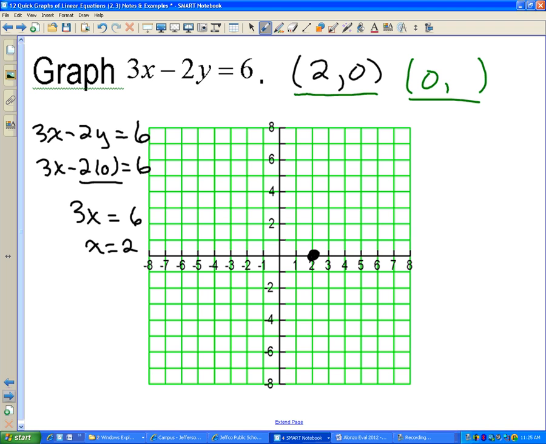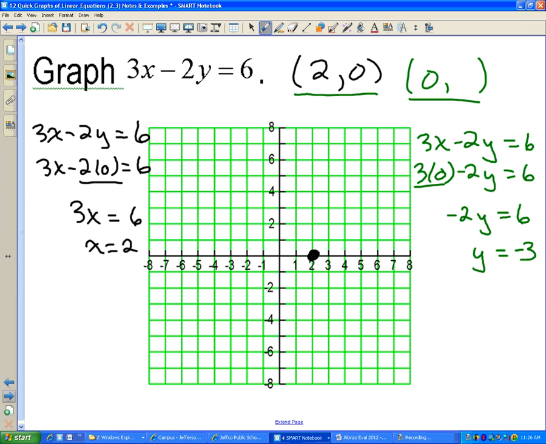My y-intercept, we say 3x minus 2y is equal to 6. 3 times 0 minus 2y is equal to 6. 3 times 0 is 0, so negative 2y is equal to 6. Divide by negative 2, y is equal to negative 3. Negative 3 is my coordinate, so it's (0, -3). Get my line. We'll do a blue line this time.